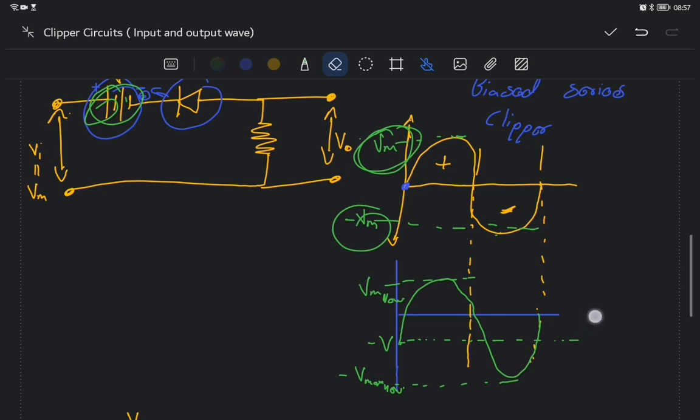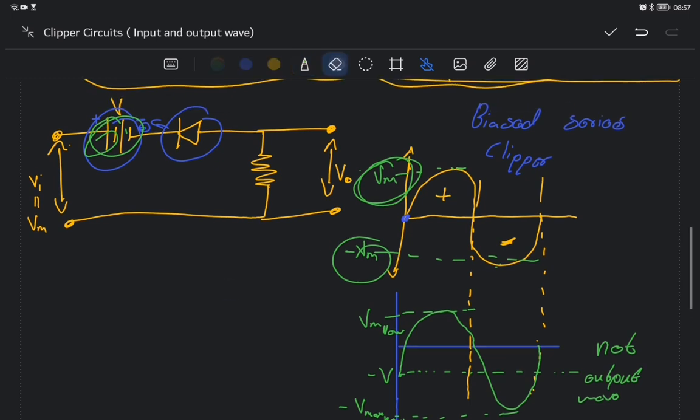This is not the output wave. This is not the output wave, by the way. So the output wave has to be accounted for by removing this biasing, because we've accounted for it. So we can remove it now. Let's remove that biasing there and replace it with a short, because we've accounted for it from the circuit. Because now we've removed it. That's a normal circuit.